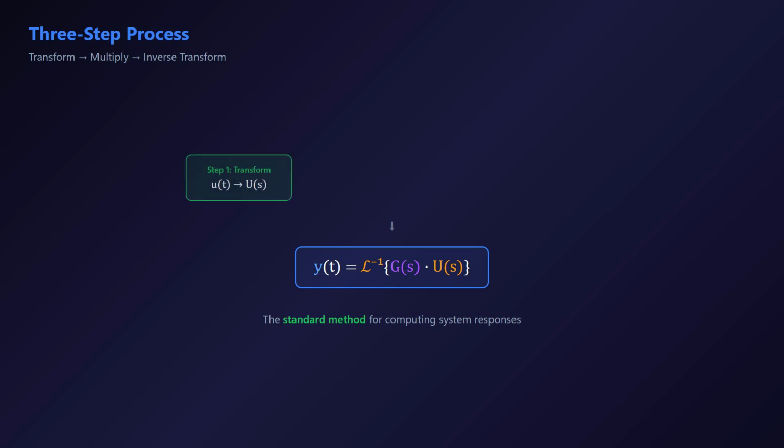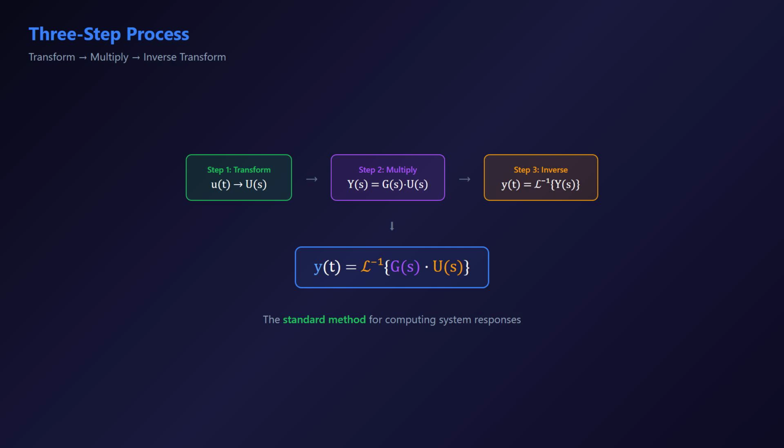To find the actual time domain output, we take the inverse Laplace transform. y(t) equals the inverse Laplace of Y(s), which equals the inverse Laplace of G(s) times U(s). This three-step process, transform, multiply, inverse transform, is the standard method for computing system responses.